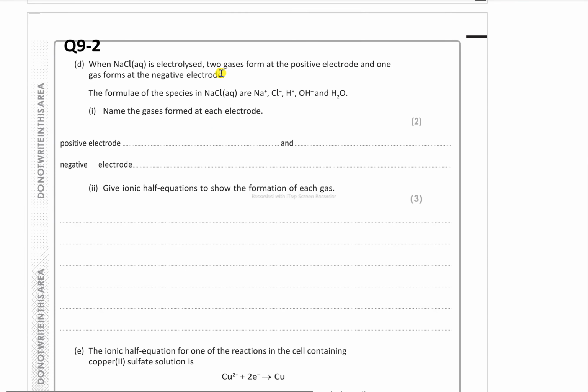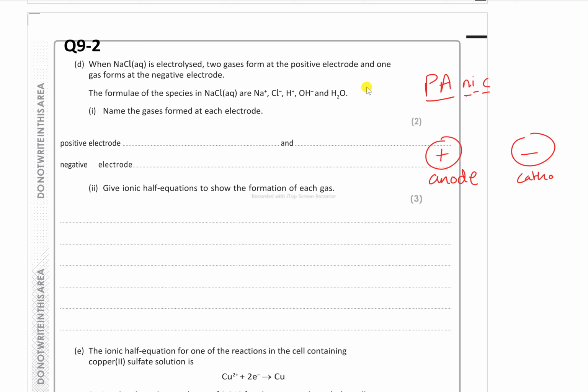When sodium chloride is electrolyzed, 2 gases form. How should we do this? I'm gonna panic. Positive is anode, so the positive electrode is called the anode. Negative is cathode, so the negative electrode is called the cathode.